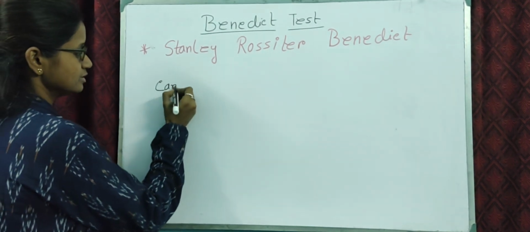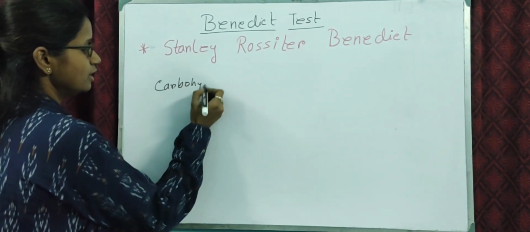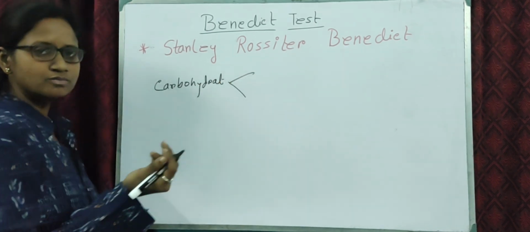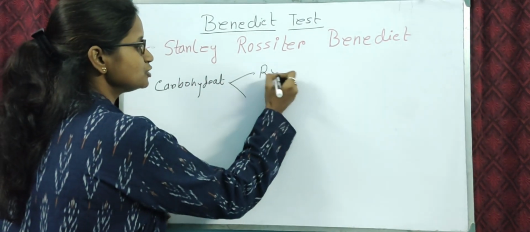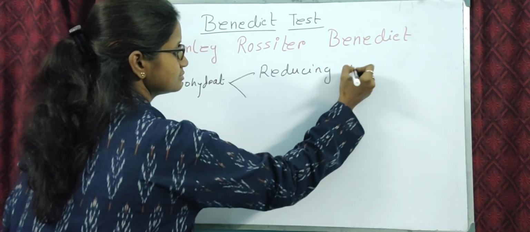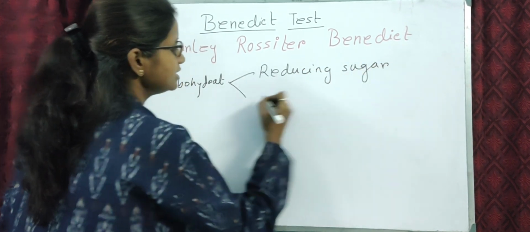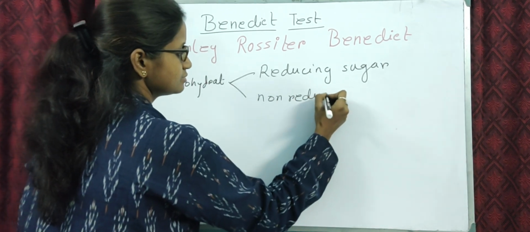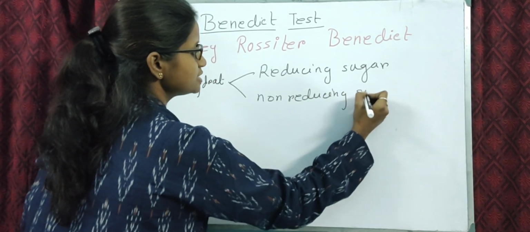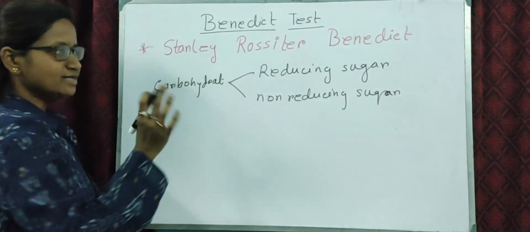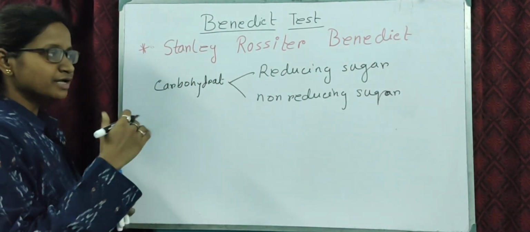Carbohydrate is divided into two forms: reducing sugar and non-reducing sugar. So what are reducing sugars?